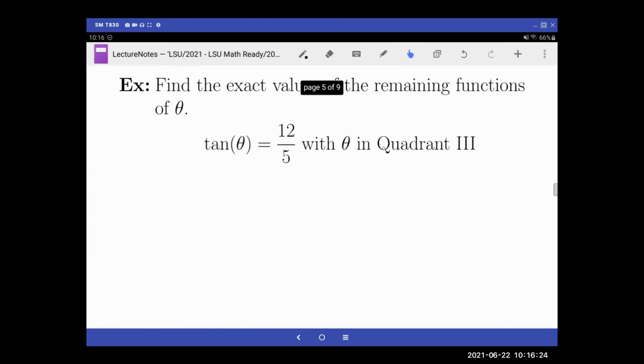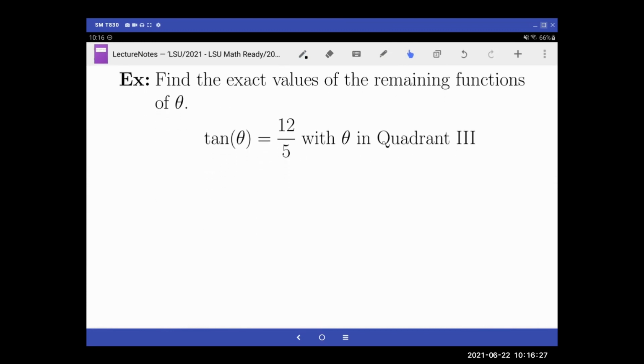Okay, so let's move on to a different type of problem. Very similar, but a different type. So find the exact values of the remaining functions of theta. So here we have tangent of theta is 12 over 5. Okay, so the remaining ones would be, of course, sine, cosine, cosecant, secant, and cotangent. Okay, but they give us some information. Okay, so tangent of theta is 12 over 5 with theta being in quadrant 3.